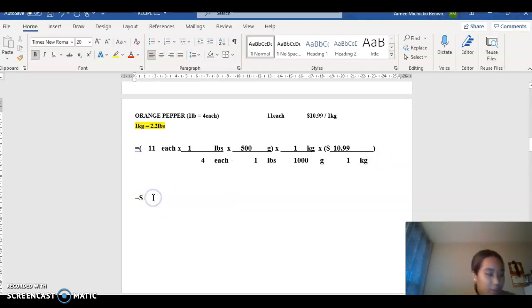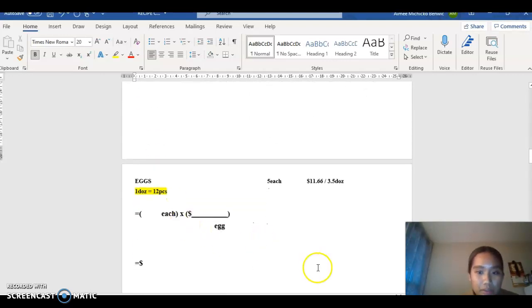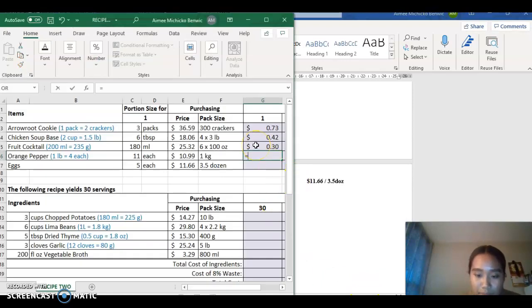So after computing all of it, that gives us $15.11. So we just plop in our Excel. So 11 each, divided by 4, multiplied by 500, divided by 1000 grams, close bracket, and multiplied by $10.99, close bracket. That gives us $15.11.